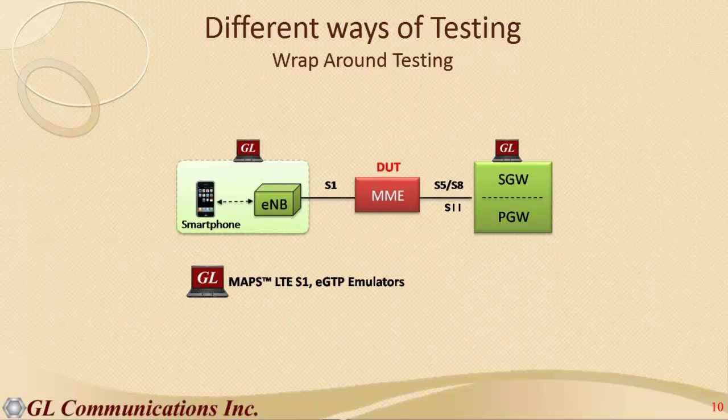One more way of testing is wraparound testing, where the terminating ends will be GL MAPS, and the MME will be getting tested, acting as the DUT. GL MAPS can act as an eNodeB, as well as, on the network side, the SGW and PGW gateways. So he will be testing the MME. It's a kind of wraparound testing where the MME will be tested against an eNodeB and a serving gateway.